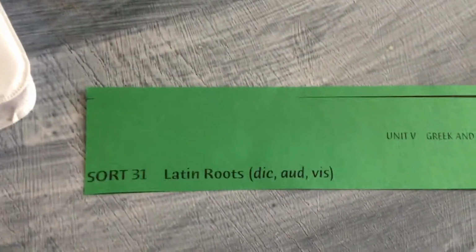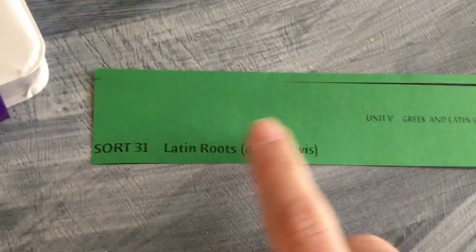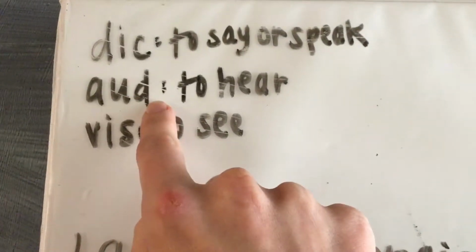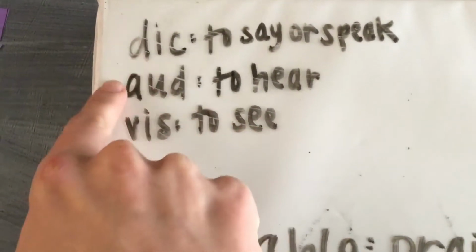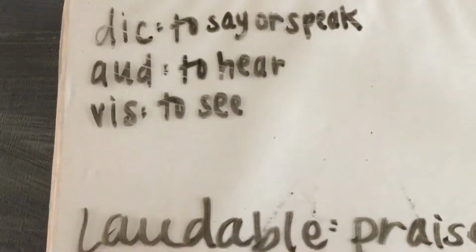Alright, we are looking at sort 31 in the blue book, and it's Latin roots, and these are the Latin roots we're going to be looking at this week. So, the meanings for those: when we see DIC, that means to say or speak, AUD is to hear, and VIS is to see. We've actually seen both of these in vocab words, so that shouldn't come as a huge surprise. So we're going to break down a couple words that are in our sort, and then we'll continue on.